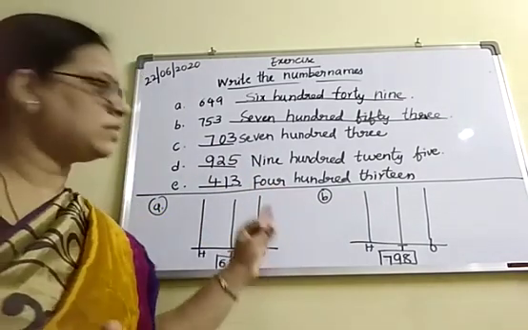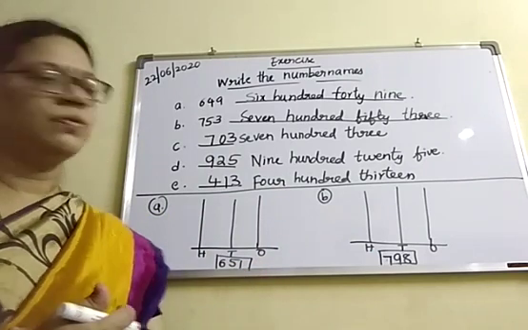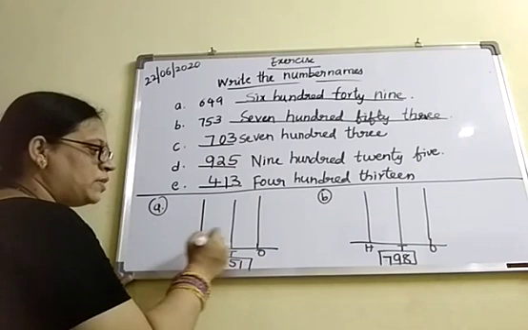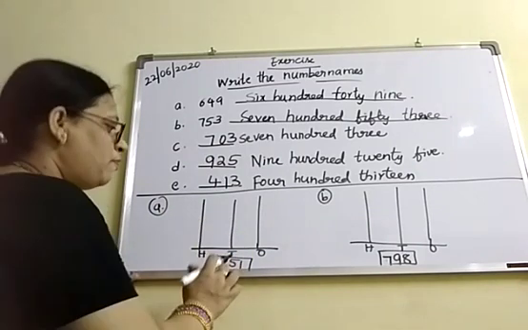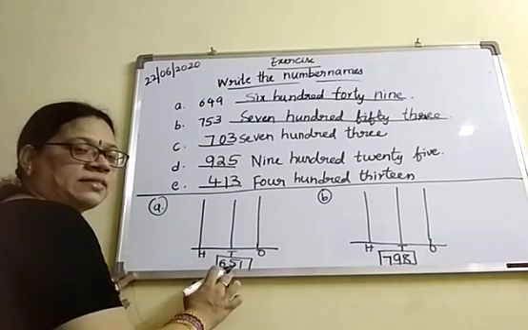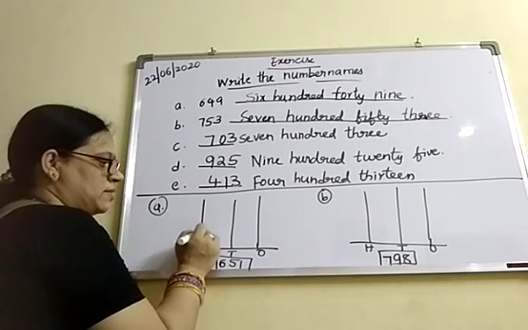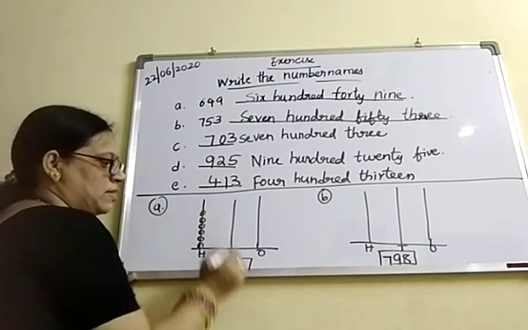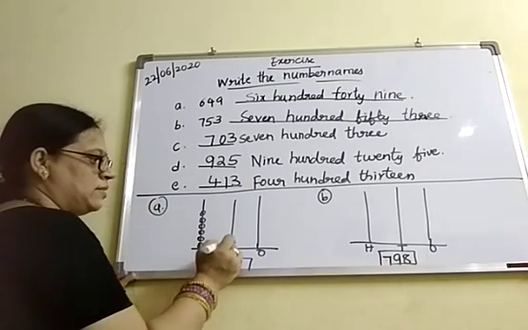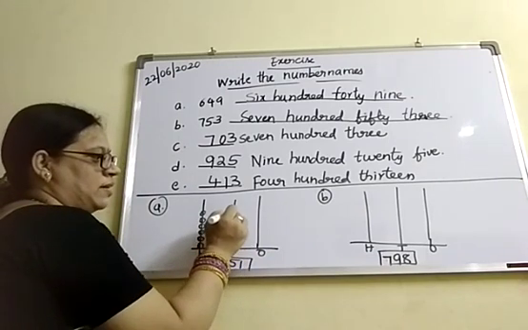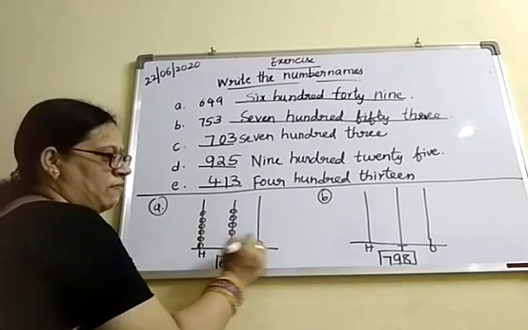Now coming to the next one. See, they gave you one number. We have to keep these numbers on this abacus, that means with beads. First you will take the hundreds. How many hundreds? 6. So 6 beads: 4, 5, 6. O means ones, T means tens, H means hundreds. 5 beads. You already did this in your first standard. 1 means only 1 bead.